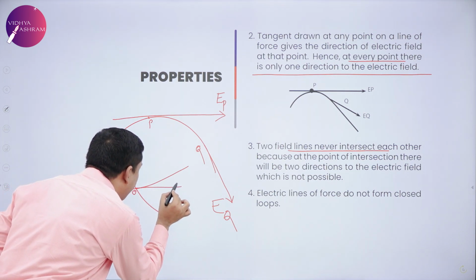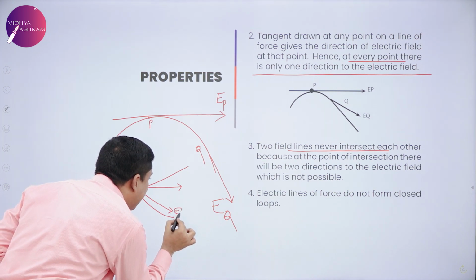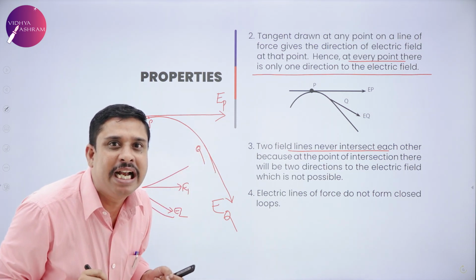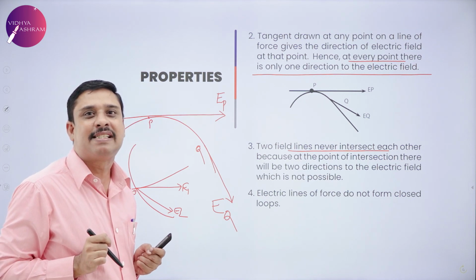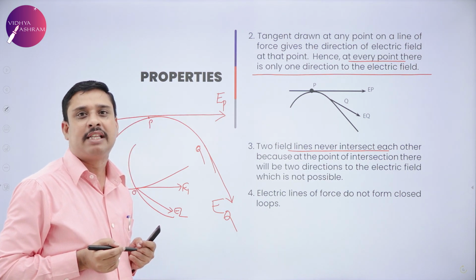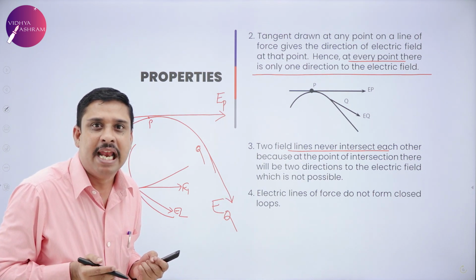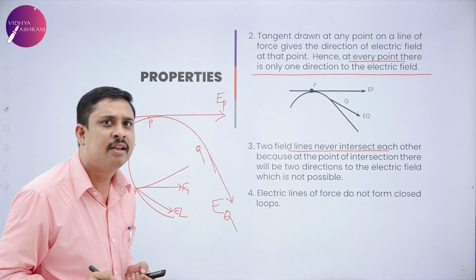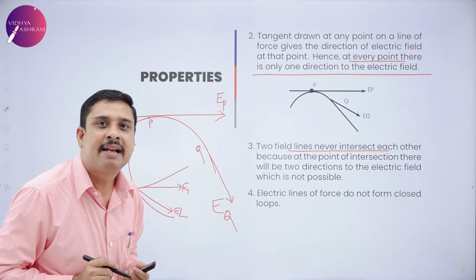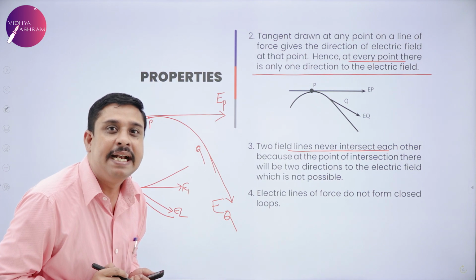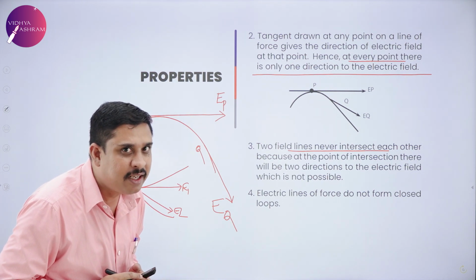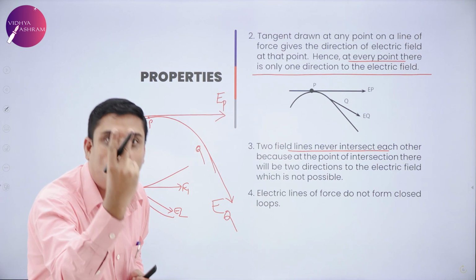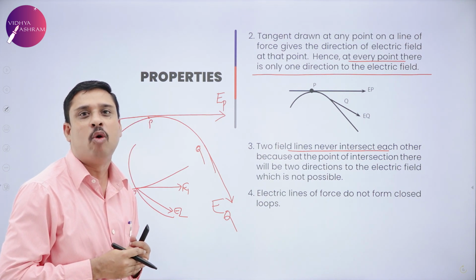Then at this single point, I can draw two directions for the electric field. When intersection, crossing of field lines, happens, at the point of intersection we get two directions for the electric field, which is not possible. Electrostatics says at every point there has to be only one direction. Therefore, very clearly we say electric field lines never intersect each other. If they did, at the point of intersection there would be two directions for the field, which is not allowed according to electrostatics.